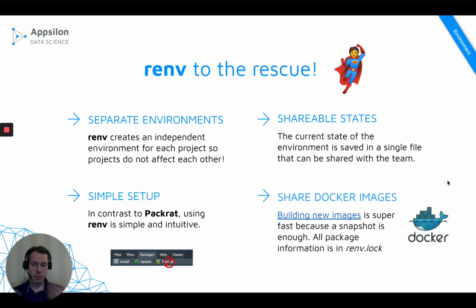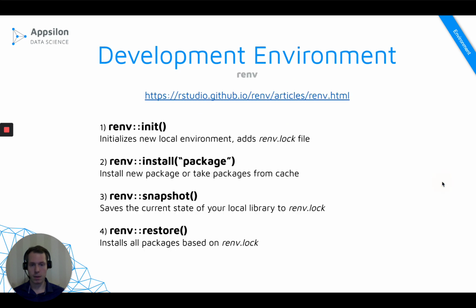It also simplifies a lot the process of using Docker and building images there, because all the restoring logic is already in the renv.lock file. So you can just do the Docker snapshot and send your new version of the image to Docker Hub, and it will be restored from renv, so you don't need to modify the Dockerfile. So working with renv is super easy.